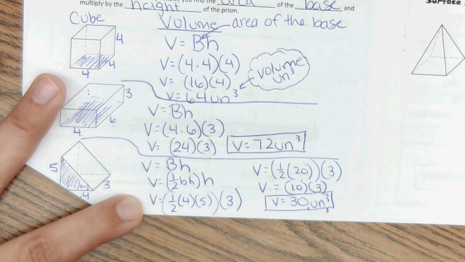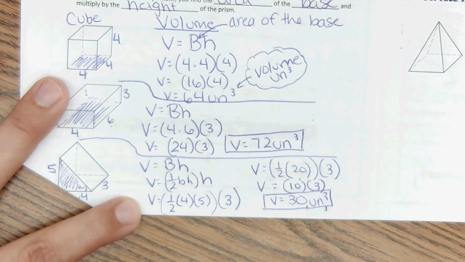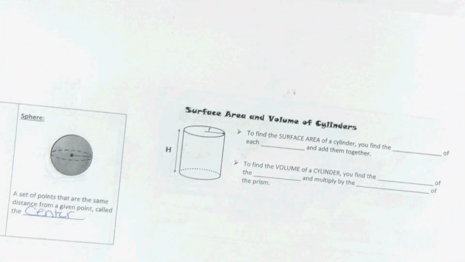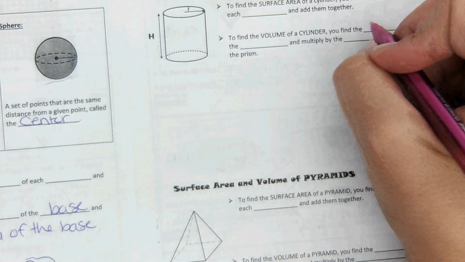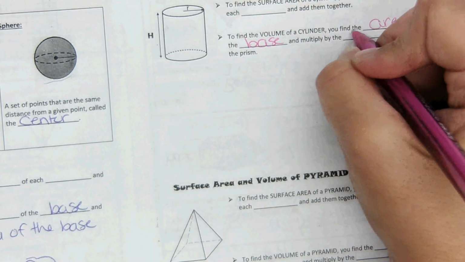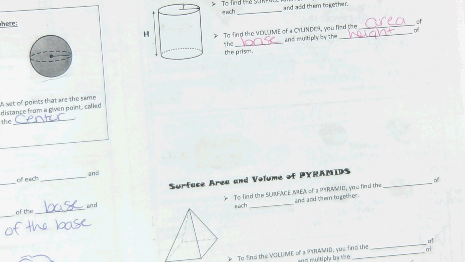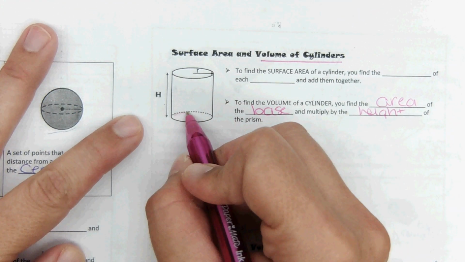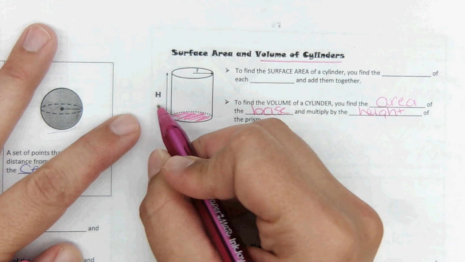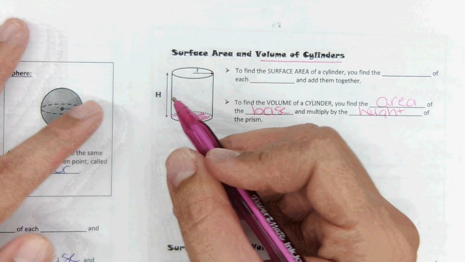Okay, next. Cylinder, surface area and volume of a cylinder. Again, we're just going to focus on volume right now. For the volume of the cylinder, you find the area of the base again and multiply by the height. So if this cylinder was filled with candies, and we're trying to guess how many were in there, we count how many are on the bottom, and then multiply by the number of layers.